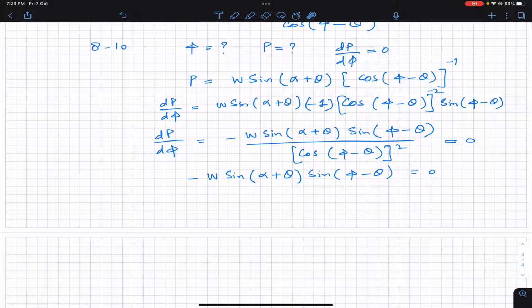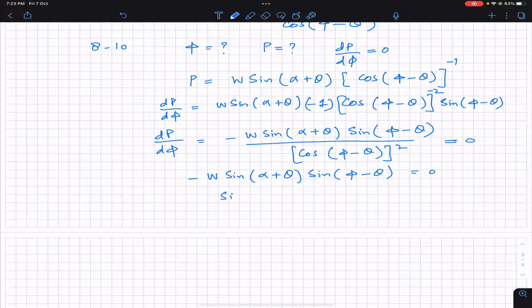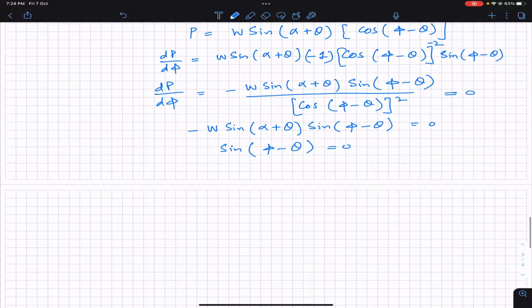Since phi is involved in sine of phi minus theta, and we are interested to find this phi, if this is equal to 0, this whole term will become 0. So we can say that sine of phi minus theta is equal to 0. And as we know that sine of 0 degrees is equal to 0, from this condition we can say that phi minus theta is equal to 0, and from this, phi is equal to theta.